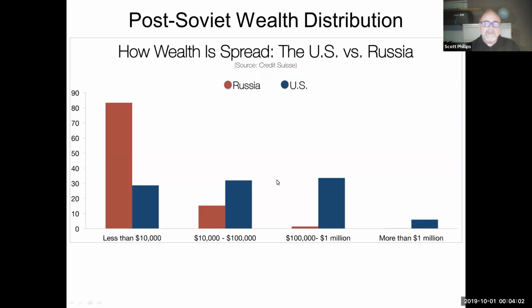So if we look at how wealth is spread in the United States versus Russia, these are categories of wealth like less than 10,000, 10,000 to 100,000, 100,000 to a million, more than a million. In the United States, you have a fair amount of people in each one of these categories. In Russia, it is less so, that most people are concentrated in the poorest category with very few in the richest category. But some of the people in that richest category are extremely rich, that you have sort of a handful of extremely rich people in Russia and then a large amount of the population that lives in poverty.